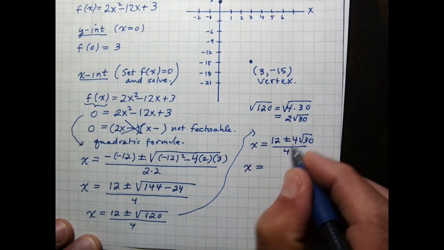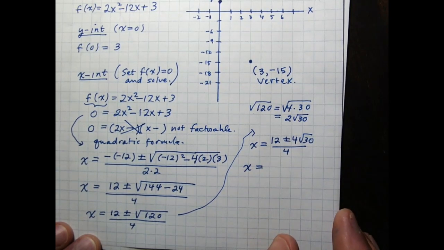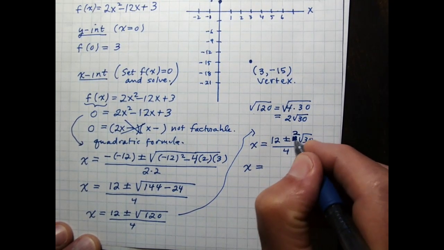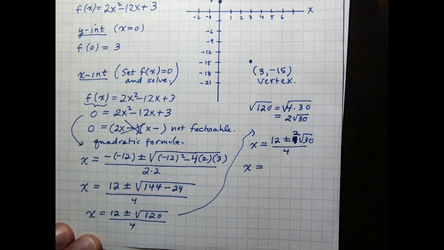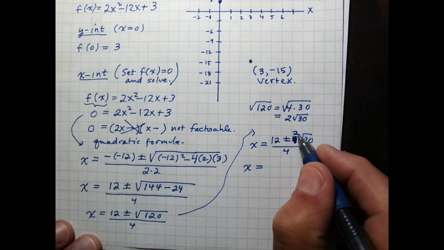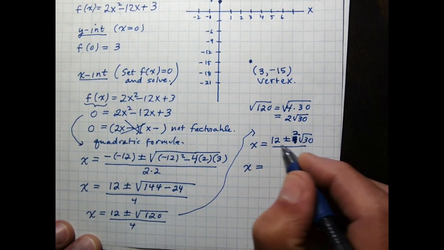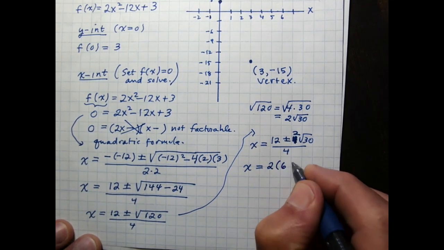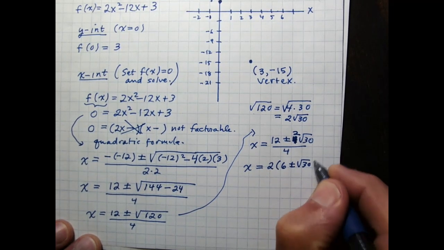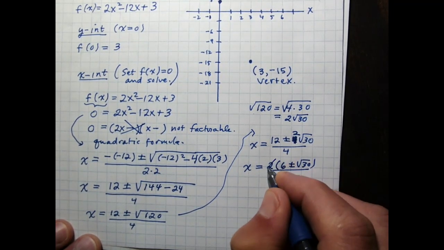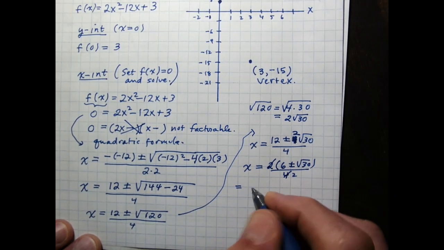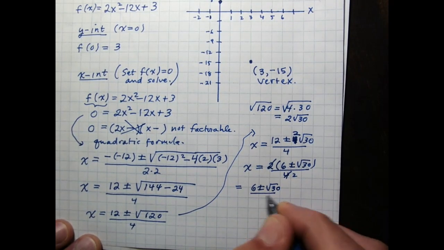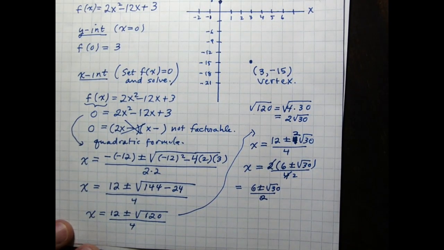And now I can't cancel out those 4's, right? A little bit of basic algebra. I'm sorry, that's 2. That's my mistake. 12 plus or minus 2 radical 30 over 4. So again, I can't cancel this 2 with this 4. I can only cancel if I can factor out a common factor, and I can, of 2 times 6 plus or minus radical 30 over 4. Now I can cancel. And I get x is equal to 6 plus or minus radical 30 over 2.